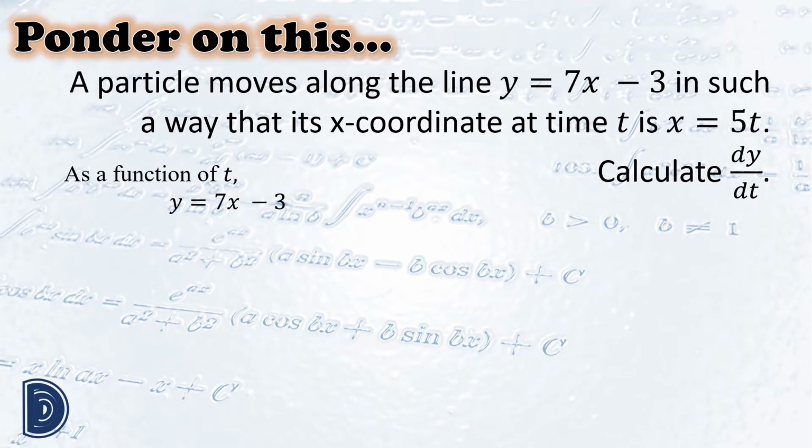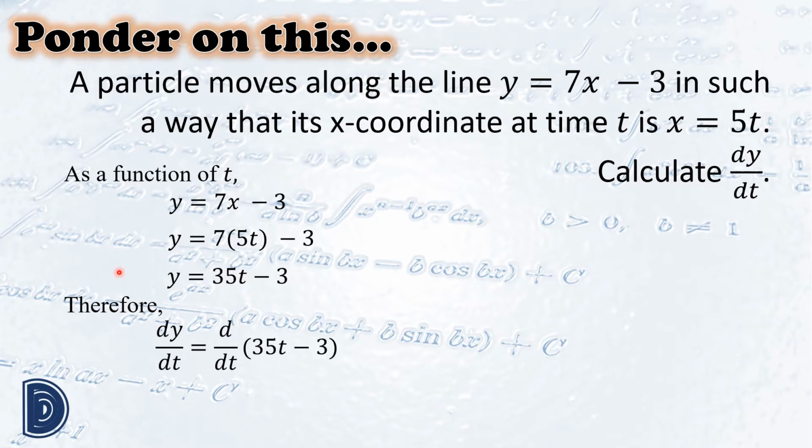As a function of t, we have y is equal to 7x minus 3, as y is equal to 7 times 5t minus 3, and that is because x is equal to 5t. Then we have y is equal to 35t minus 3. That is 7 times 5t, we have 35t. Therefore, dy over dt is equal to the derivative of 35t minus 3 with respect to t. Then we have dy over dt equal to 35.